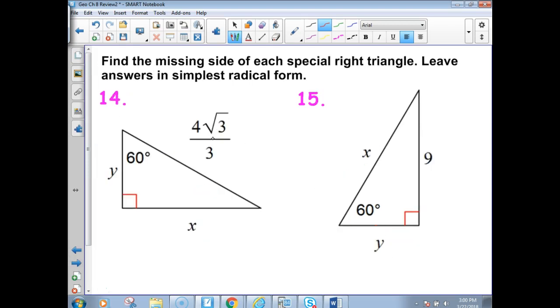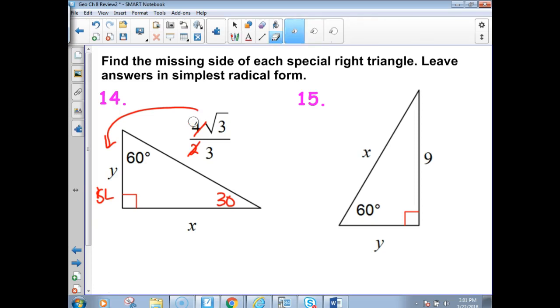14. Now this is a gross one. You've got a hypotenuse with 4 square roots of 3 over 3 on it. To go from the hypotenuse back to the short leg, it says on your notes to divide the hypotenuse by 2. Well, if you took half of this, you would divide 4 by 2, and the answer would be 2 root 3 over 3.